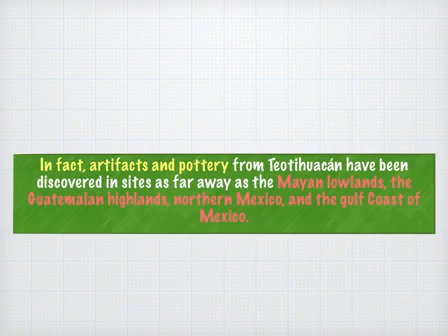So let's have a look at this sentence in a little bit more detail. In fact, artifacts and pottery from Teotihuacan have been discovered in sites as far away as the Mayan lowlands, the Guatemalan highlands, northern Mexico, and the Gulf Coast of Mexico. We need to be looking at this signal word, in fact. So, and then we have another list. So we're looking for some kind of list connection that will tie the second half of this information to the first half of its information.